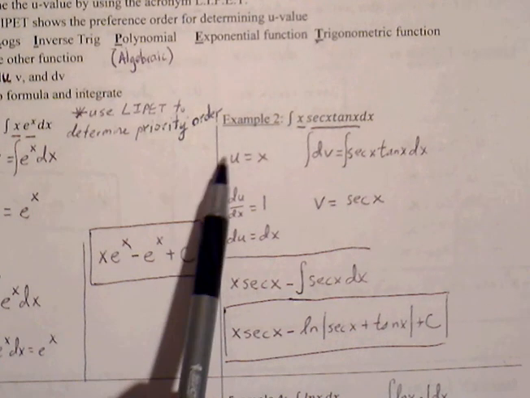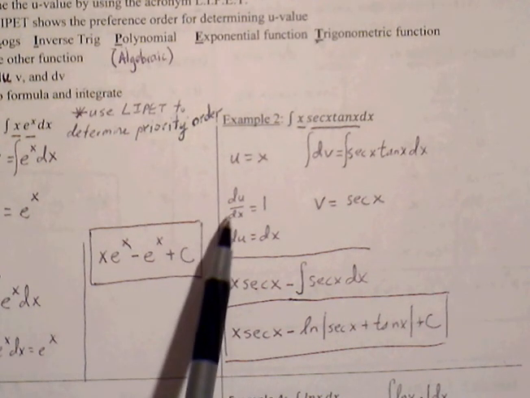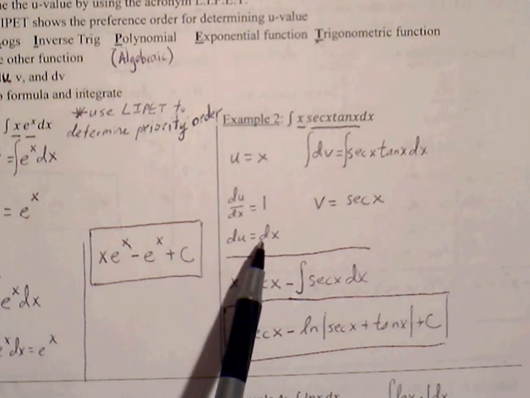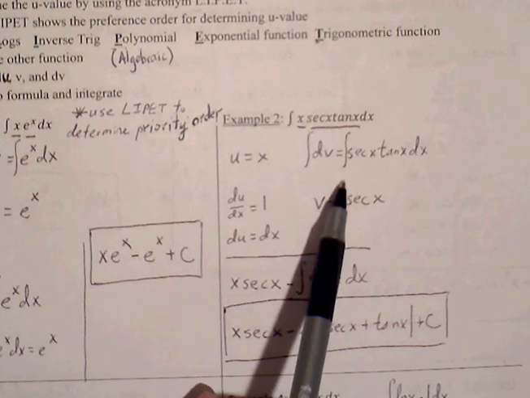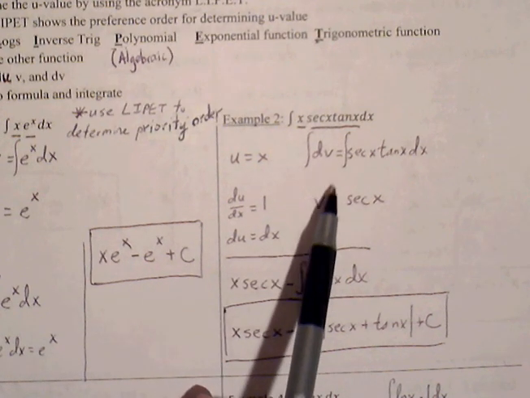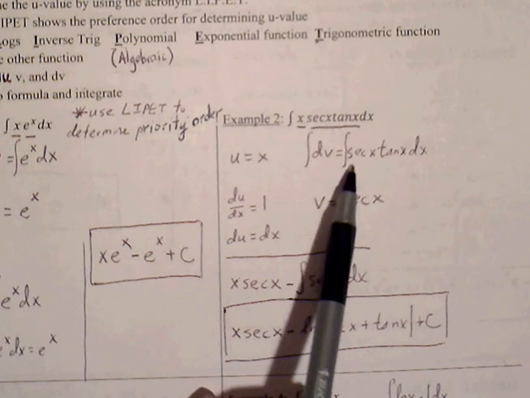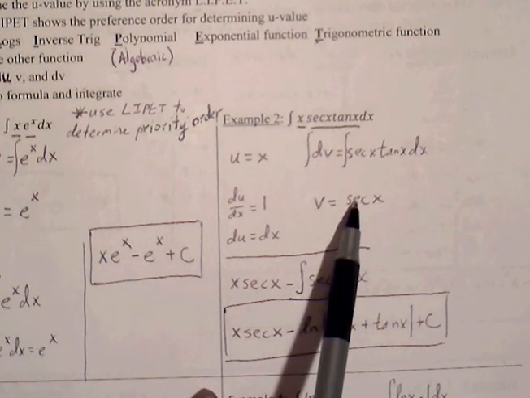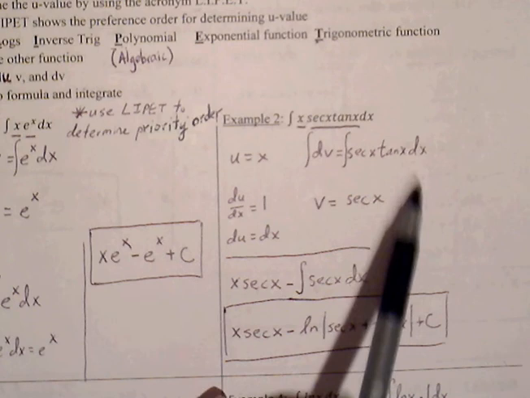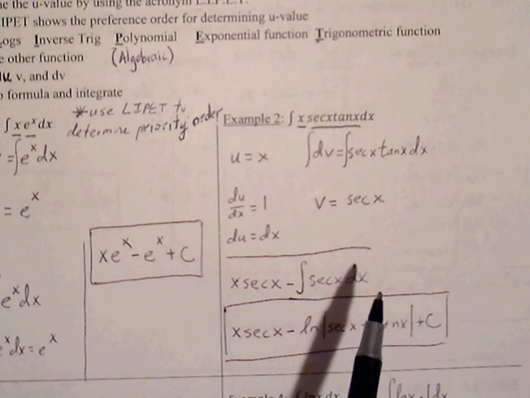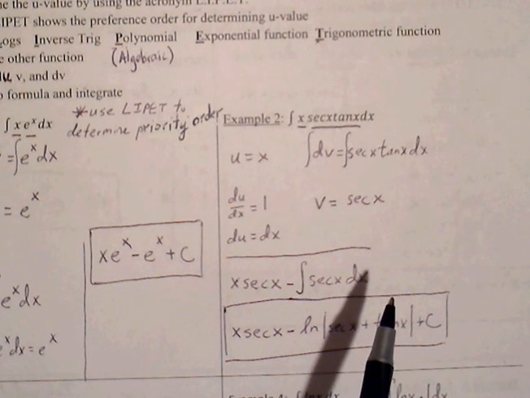To get from u to du, we can find the derivative. So x becomes 1 dx. To get from dv up to v, we're going to have to find the integral. The integral of secant tangent is simply secant, because the derivative for secant is secant tangent. So the integral rule will just be the opposite direction.